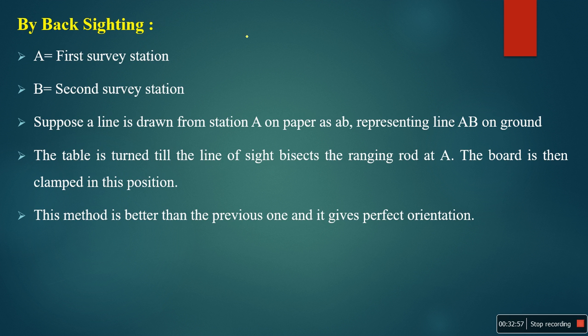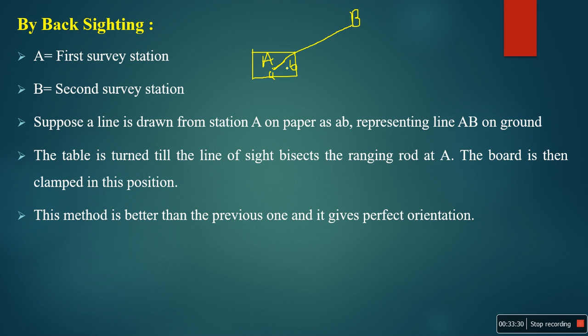What is the procedure here? Suppose there is one line, that is AB, on the ground. Okay, AB is the line on the ground. So first you have to keep your plane table at station A. Then, by using the instrument, you have to bisect point B. Then on the drawing sheet you draw the AB line with smaller notations, that is small a and b.